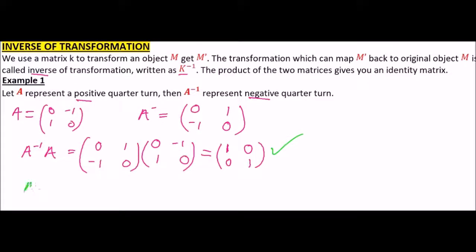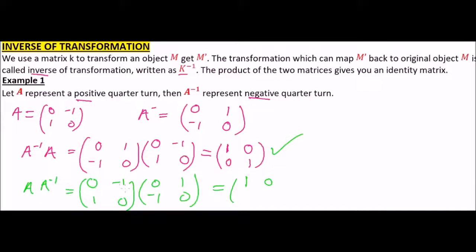We can also start with A and we multiply by inverse of A. So this is going to give you, we start with A, which is 0, minus 1, 1, 0. You multiply by A inverse, which is 0, 1, minus 1, 0. When you multiply, 0 times 0 is 0, minus 1 times minus 1 will give you positive 1. Then this is 1. Then 0 times 1 is 0. Negative 1 times 0 will give you 0.